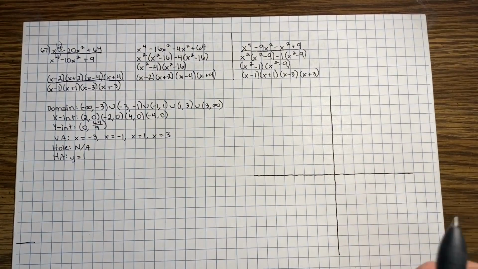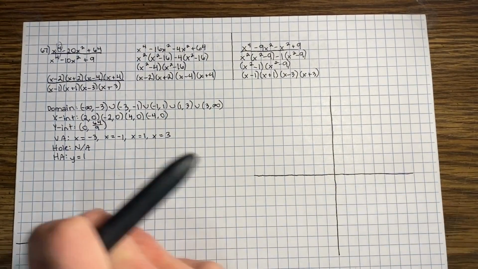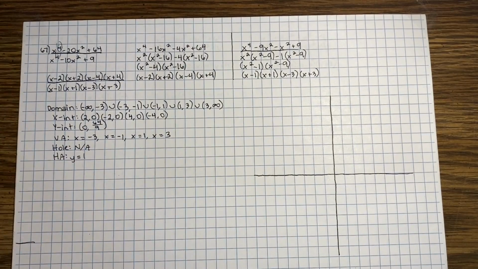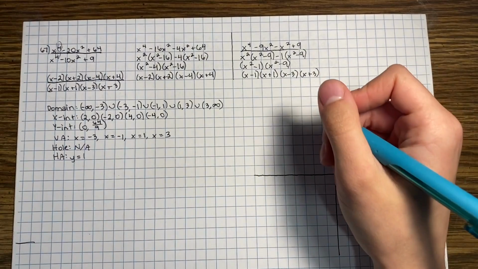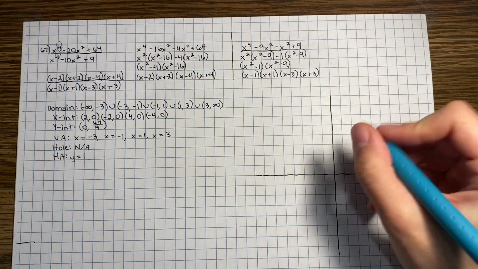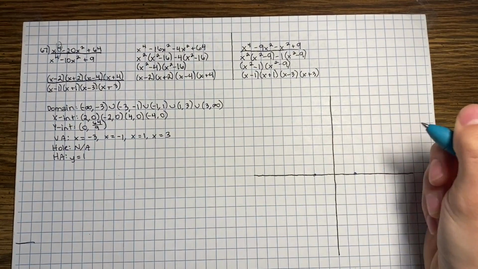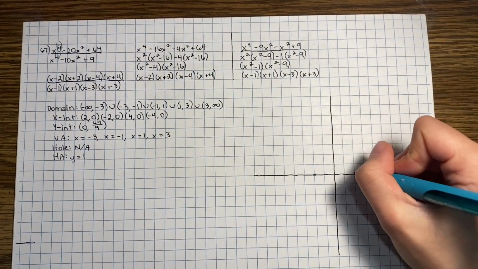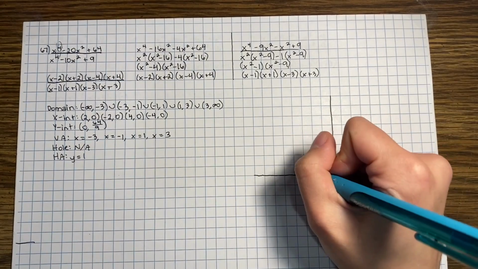the graph. So I'm going to use different colors for this part. So first step, I'm going to go ahead and put the x-intercepts. Let's use green for those. So you're going to have (2, 0) right here, (-2, 0) here, (4, 0), and (-4, 0).